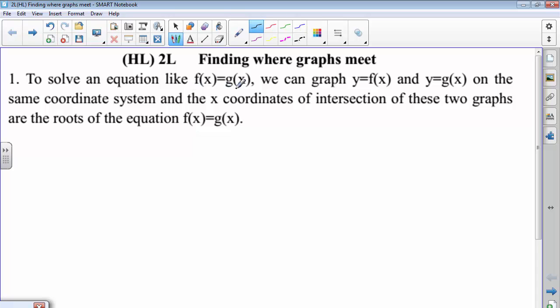If two graphs cross each other, we know that the x-coordinates of the intersection should be the roots of the equation f(x) = g(x). So here, we use this idea to solve any equation like f(x) = g(x). We can graph the left side function and the right side function on the same coordinate system, and the x-coordinates of intersection of these two graphs are the roots of this equation.